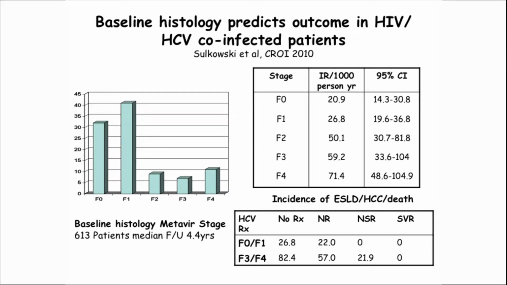So this is some nice data from Mark Sulkowski's group, looking at baseline histology, METAVIR stage, and then risk of end-stage liver disease, hepatocellular carcinoma, or death. So liver biopsies are not all difficult and useless, because they will actually predict what happens to people.